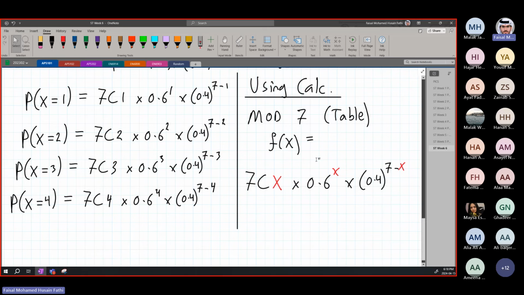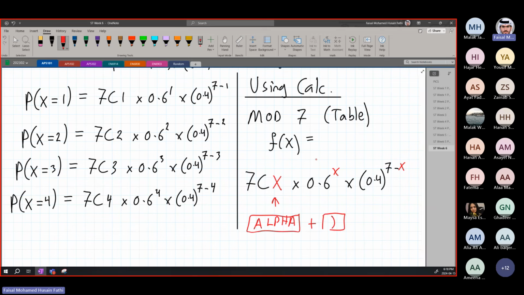So with the calculator, you're going to hit 7 combination x. How do you hit x? To get your x value, you're going to hit alpha, which is right next to shift at the top, plus the closed bracket sign. If you notice, on top of it in red, it says x. So alpha, closed bracket sign, x, times 0.6 to the power of alpha x, times 0.4, again to the power of 7 minus x.